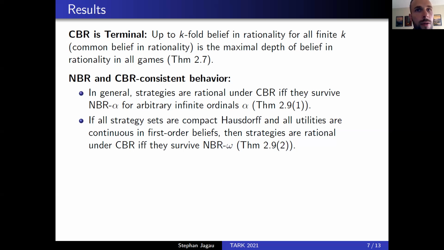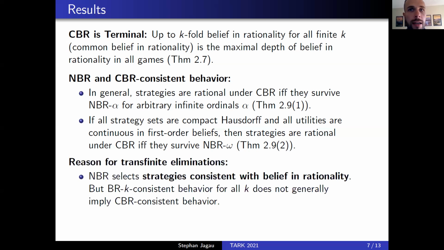A strategy is rational under common belief in rationality if it survives omega-fold elimination of non-best replies. So here we see that the transfinite eliminations are really just related to the non-best reply elimination procedure. Let's zoom in a little bit on how the non-best reply elimination causes those transfinite steps.